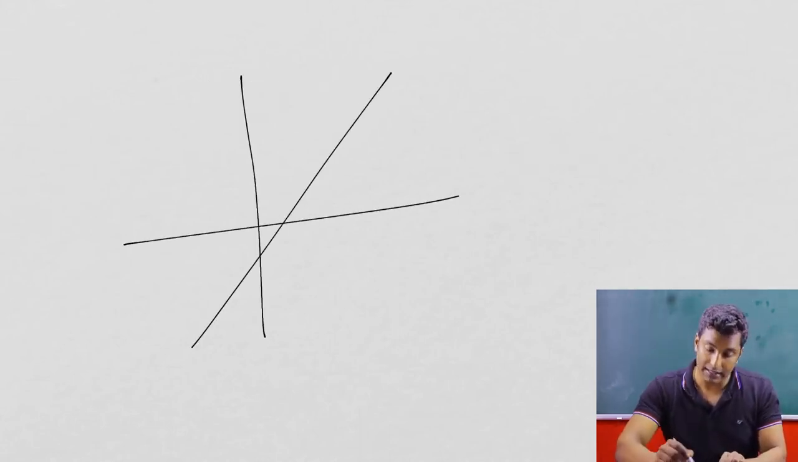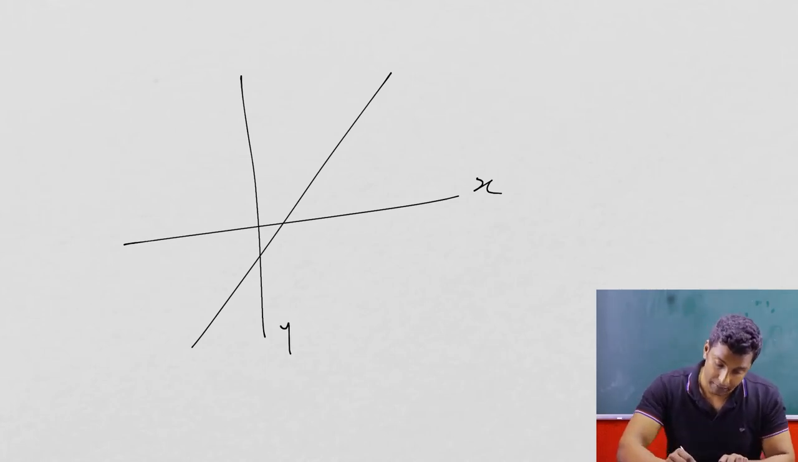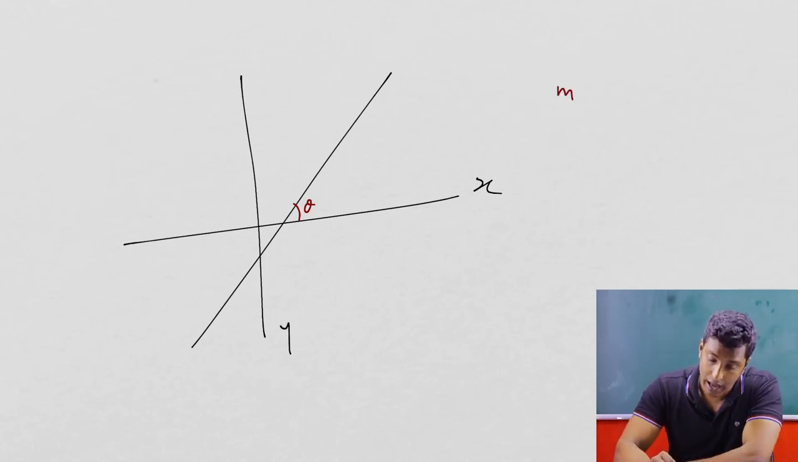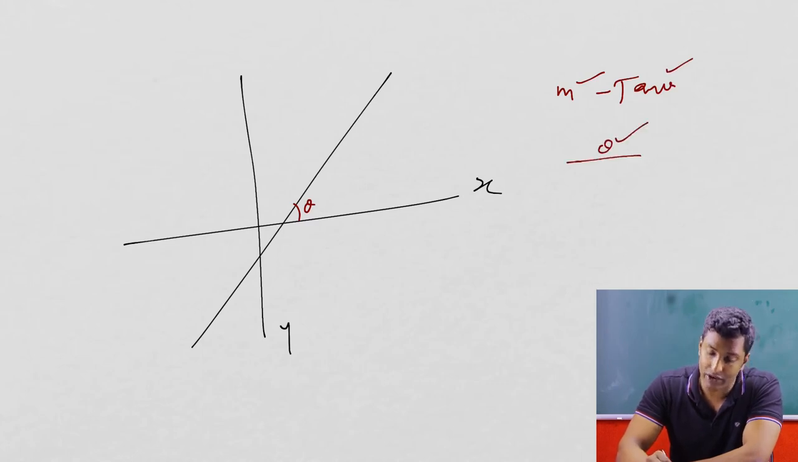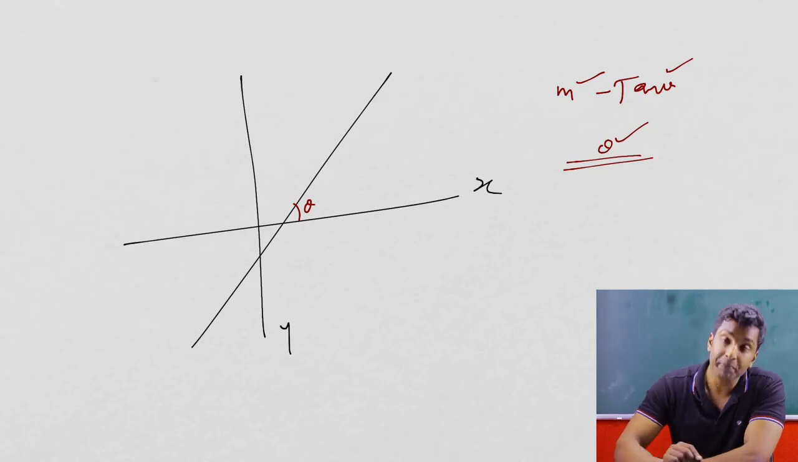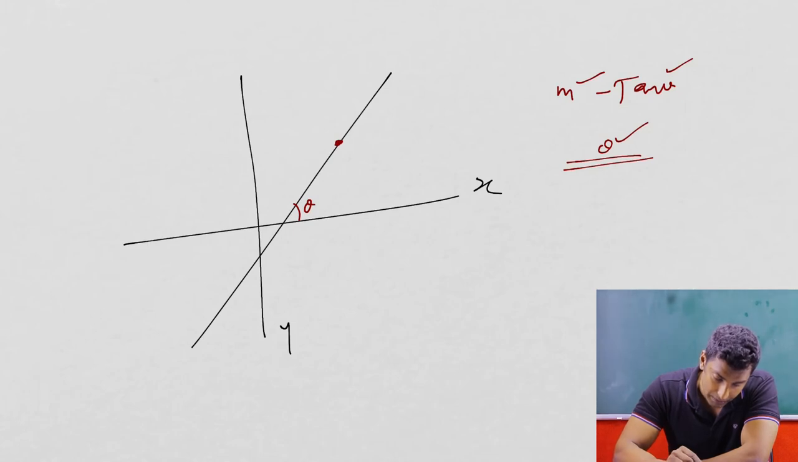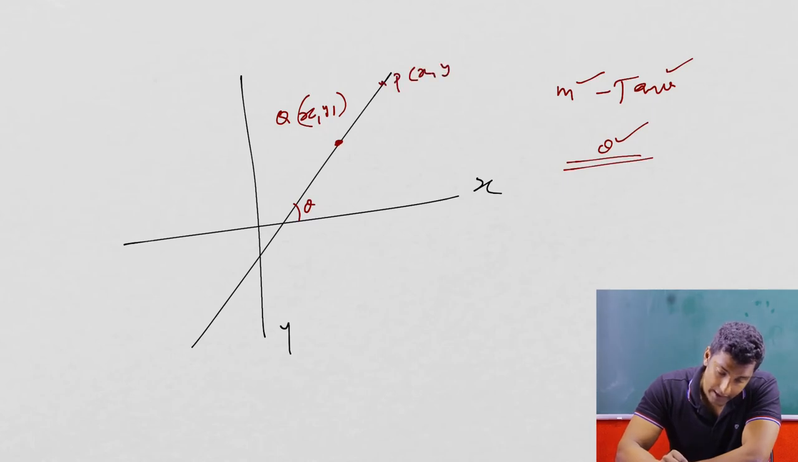Okay, so let me take a straight line here like this. This is my straight line, this is my x and this is my y. The slope will be given, that means tan theta will be given, right? So m is given, or tan theta will be given, or theta is given, you can find tan theta and you can get m, or you can get the slope. Now I'll be giving you one point, x1, y1. So this is my point Q, and your point P is x comma y.